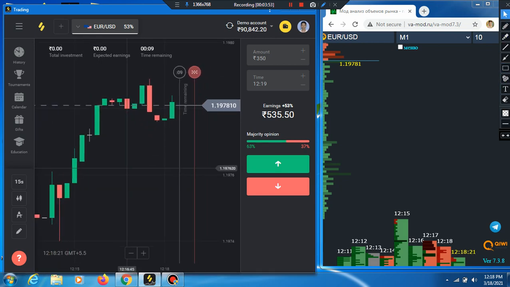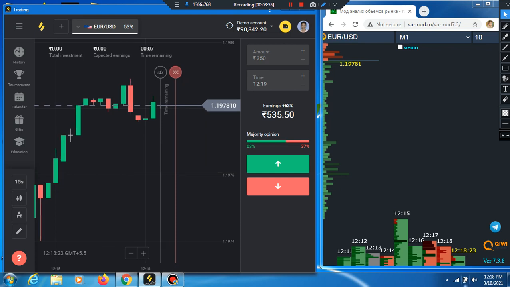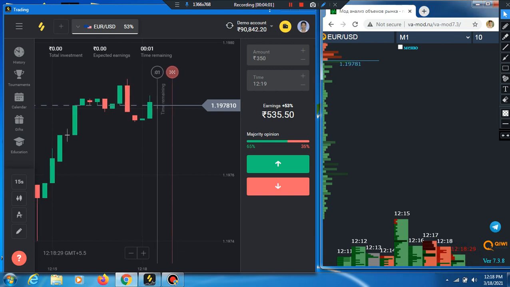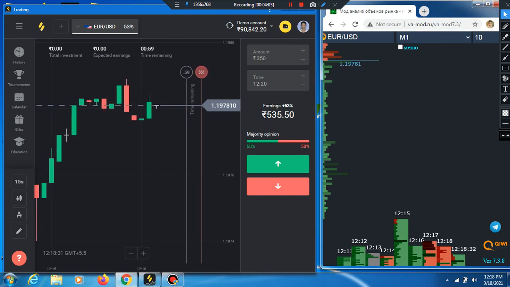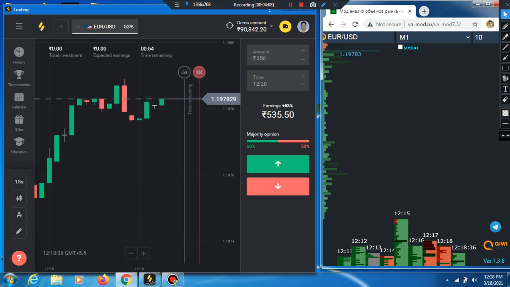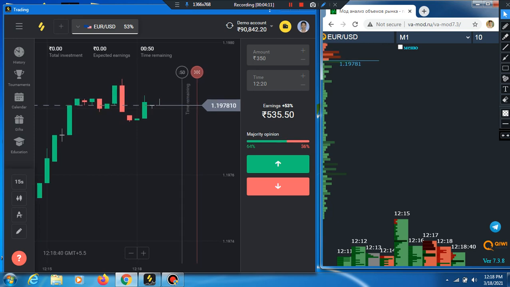You have to look at the clusters also. Clusters are decreasing. And one more thing: when the price is high in the market, sellers are attracted. At high prices sellers are attracted, and at low prices buyers are attracted. This is also very important.